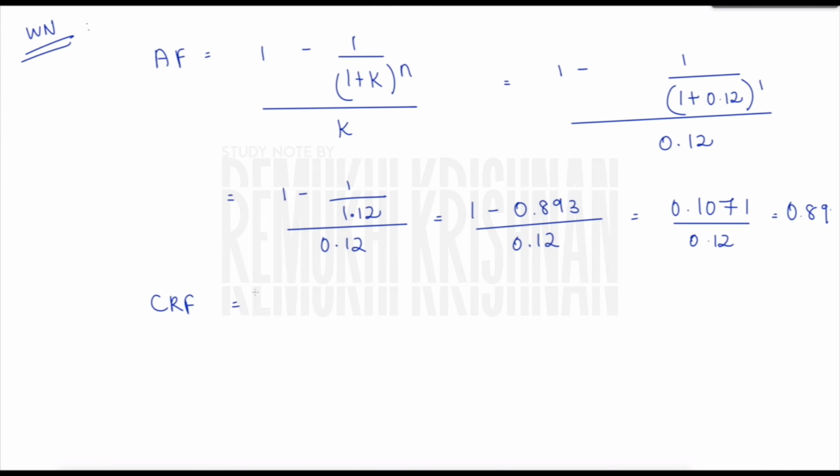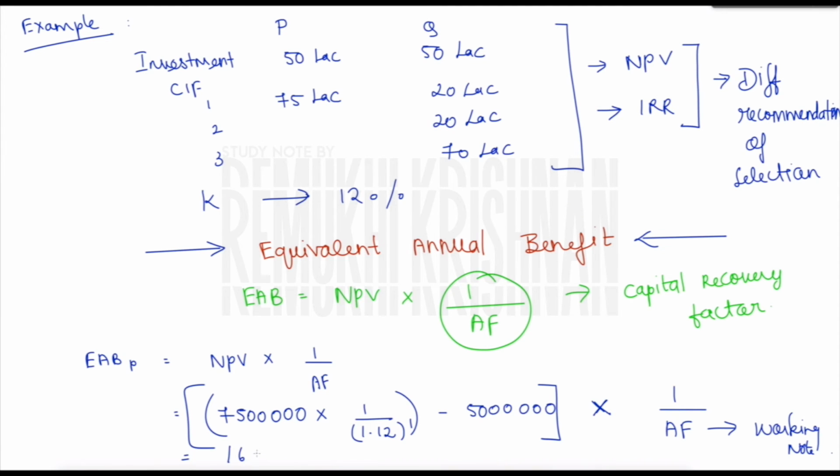My capital recovery factor is the reciprocal of the annuity factor. Therefore 1 divided by 0.89 is 1.1236. By multiplying my net present value with the capital recovery factor, I arrive at the equivalent annual benefit. It is rupees 19 lakh for this project.